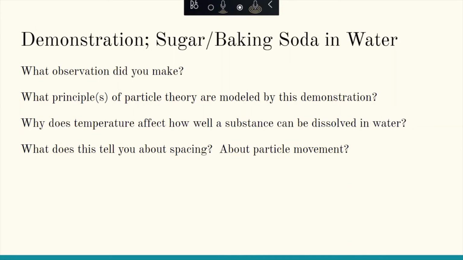Remember our second demonstration? We mixed sugar and baking soda in 2 different temperatures of water. So tell me, what observations were you able to make from this? What principle or principles of particle theory are modeled by this demonstration? Why does temperature affect how well a substance can be dissolved in water? And what does this tell you about particle spacing, about particle movement? Pause the video and write down your responses.